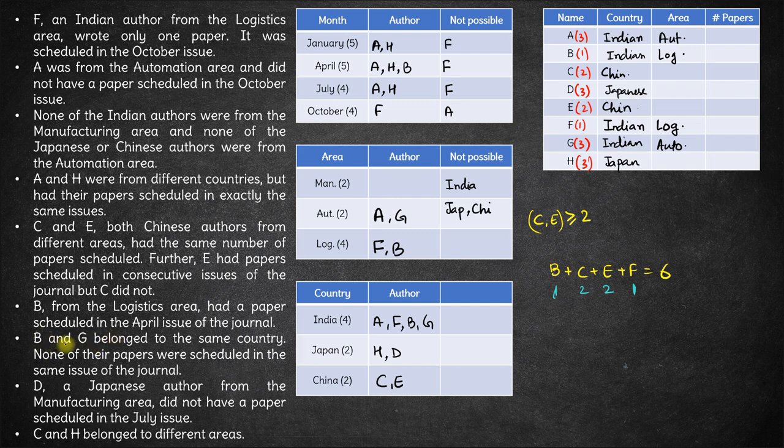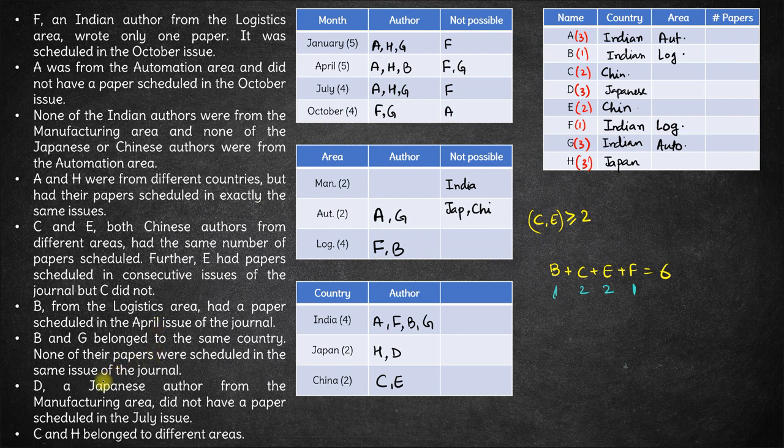Next, if you look at this statement, we have B and G belonged to the same country. None of their papers were scheduled in the same issue of the journal. So whenever B publishes, G does not publish. For B only one paper is published, for G 3 papers are published. G cannot publish in April because B is publishing there. So this means G has to publish its 3 papers in the remaining 3 issues. So G must publish in January, July and October for sure, right?